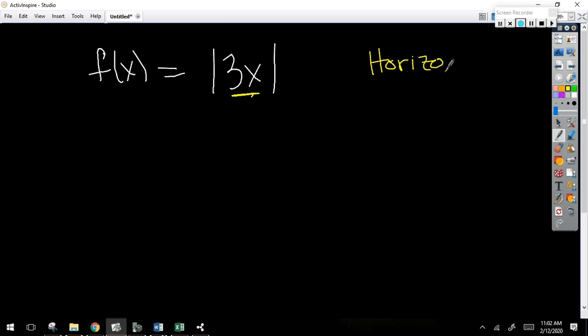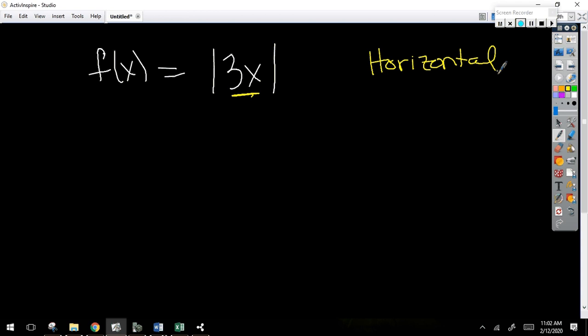What would this look like if it was vertical? Like the 3 on the outside. The 3 would be in front of that absolute value sign. Do you see the difference? Correct. So if the 3 was in front of the absolute value, it would be vertical. This is horizontal. So now I'm looking at the horizontal line, right?